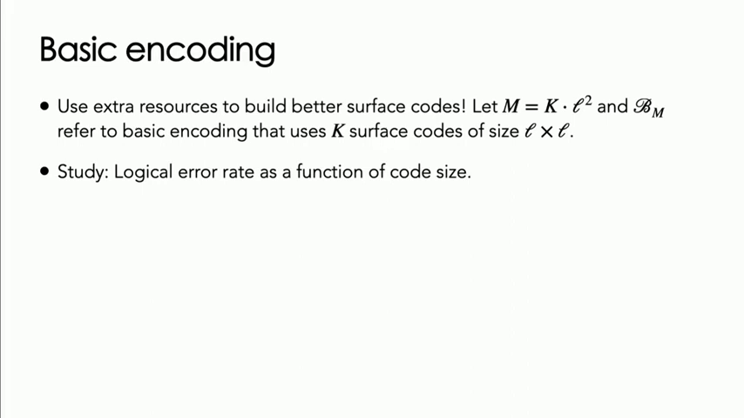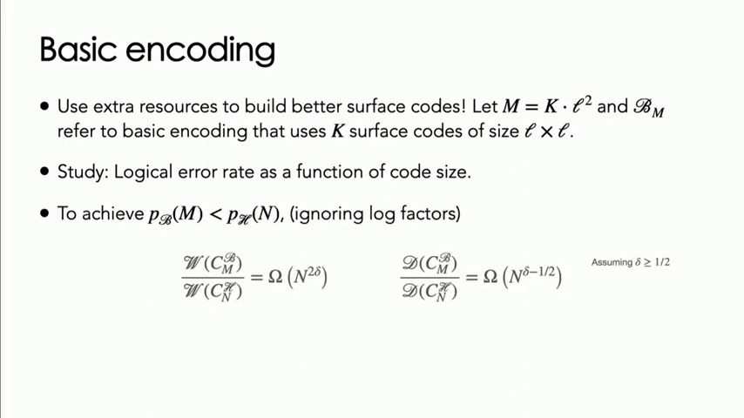Okay? So in this specific context, suppose we're using a total of m qubits. I'm going to be defining what's called a basic encoding that uses m qubits. And it's just the simple code that has k patches of surface code, each of them of size L by L. And the question that we'd like to ask is, if I wish to achieve a logical failure rate that's better than that of my LDPC code, then how large does m have to be with respect to n? In other words, how do we quantify this in terms of these circuit parameters?